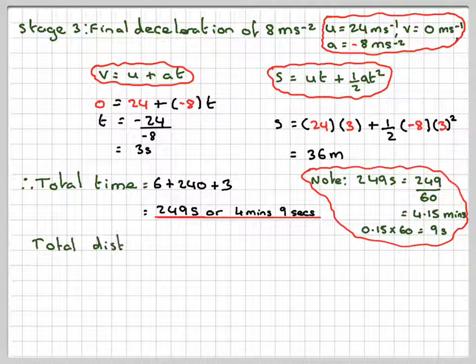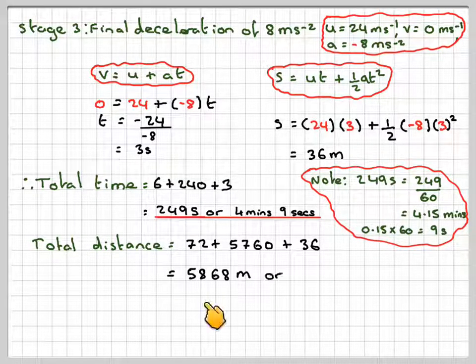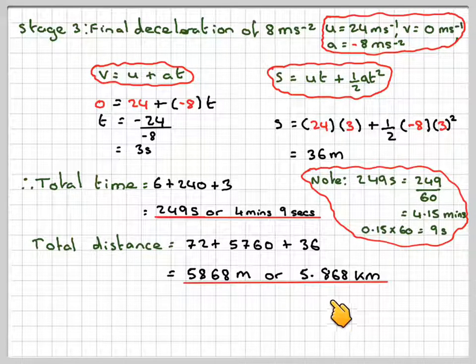The total distance is going to be 72 from the first stage, 5,760 from the second stage, and 36. And that will give me 5,868 meters, or 5.868 kilometers. So this has been a video to show you how to find the total time of a multi-stage journey and the total distance travelled using two methods, a graphical method or the Suvat equations.